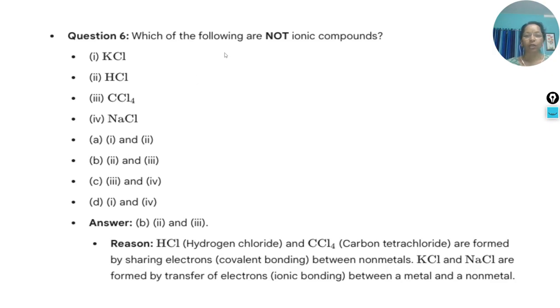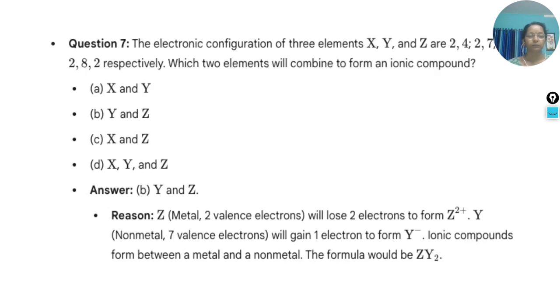Which of the following are not ionic compounds? For an ionic compound, keep in mind metal and non-metal. So here it is metal, non-metal. This one is not a metal, so this is not an ionic compound. This also has carbon, a non-metal, so not an ionic compound. But this one is metal and non-metal. So the chance is only for 2 and 3. Option B is the answer here. Ionic compounds need a metal and a non-metal.